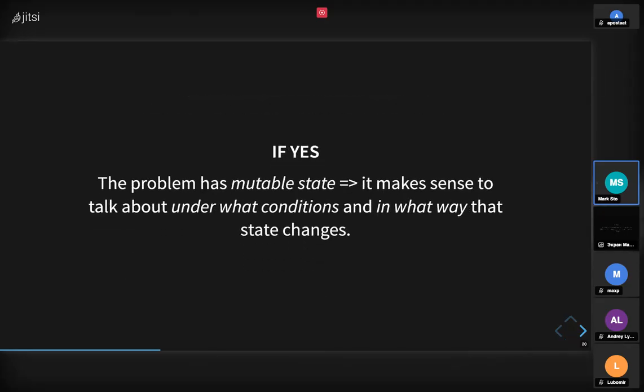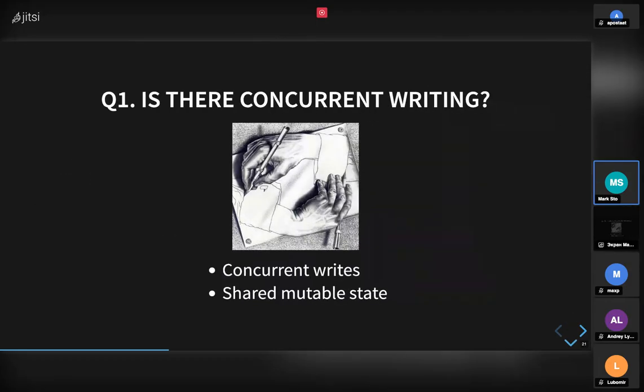But what if yes? The problem has mutable state. And it makes sense to talk about under what conditions and in what ways that state changes. The next question is: is there concurrent writing to mutable state? From here on, I will use state as a shortcut for a piece of mutable state, because there might be many, many pieces of mutable state spread across the code base.